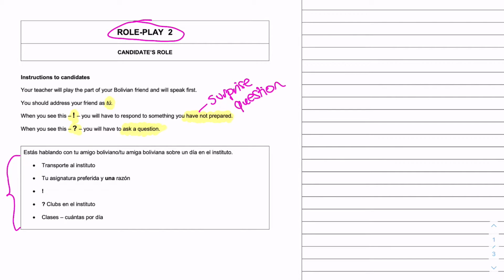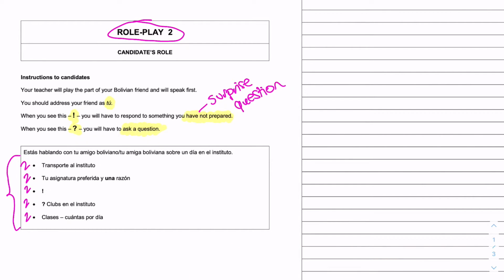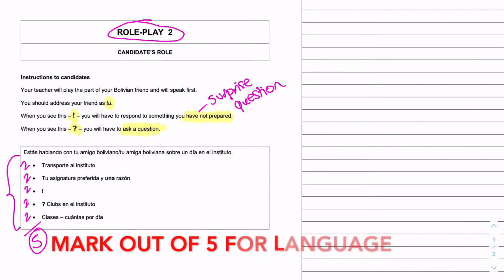Got our exclamation mark, which is my surprise question. Question about clubs en el instituto, and clases cuántas por día. So there's 5 points in total. Each point, you get a maximum of 2 marks for communication. So if what you say is in good Spanish and it gets that bit of information across, you get 2 marks. At the end, a separate mark out of 5 for the quality of language that you use.